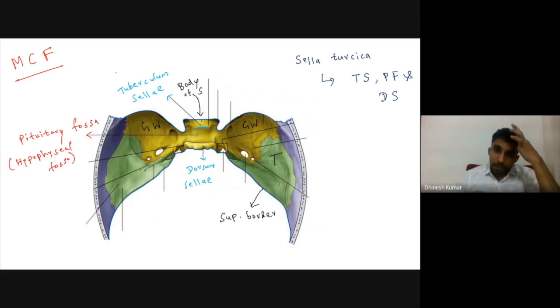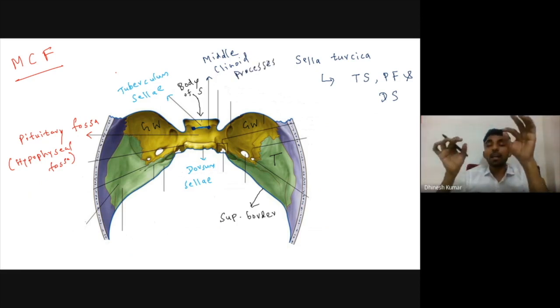And please remember, this is the tuberculum sellae, isn't it? And the lateral ends of the tuberculum sellae, the two areas I am marking now, will be called the middle clinoid processes. Middle clinoid processes are nothing but the lateral ends of the tuberculum sellae.